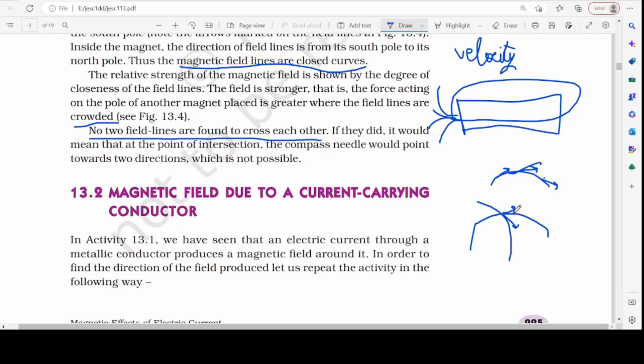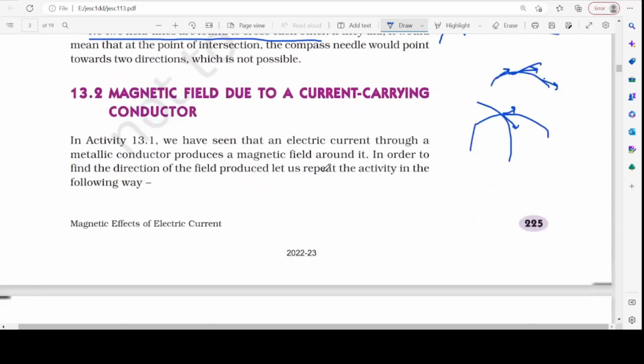That means when we place a compass near that point, the compass should show two different directions. But that is not possible, right? So that's the reason why no two field lines can cross each other.